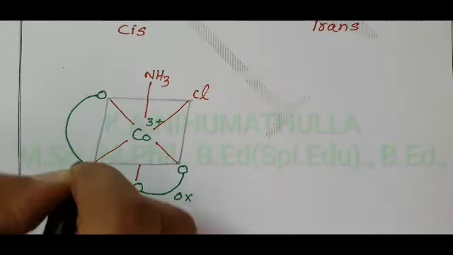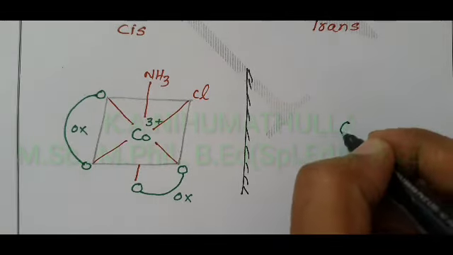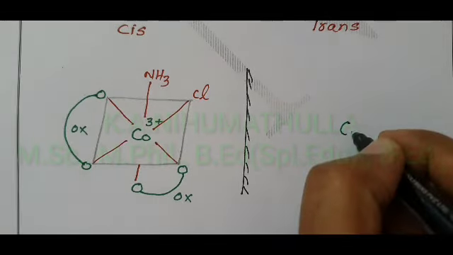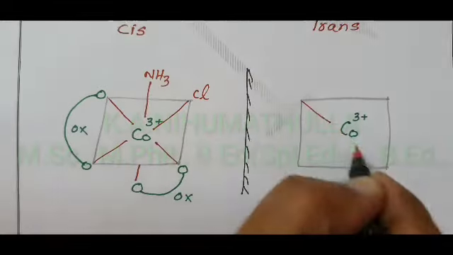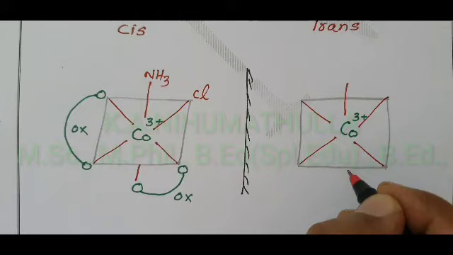Place a mirror on the right hand side. This is one mirror, place it on the right hand side. Then we have the mirror image of this compound. The central metal ion is cobalt, Co 3 plus ion. Now 4 corners are occupied by 4 ligands. Join all the corners. 1, 2, 3, 4, 5, 6.